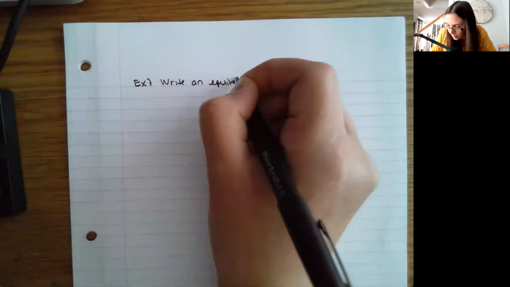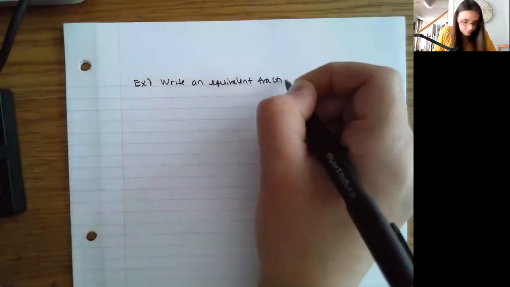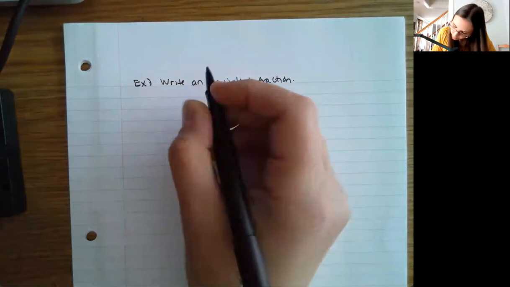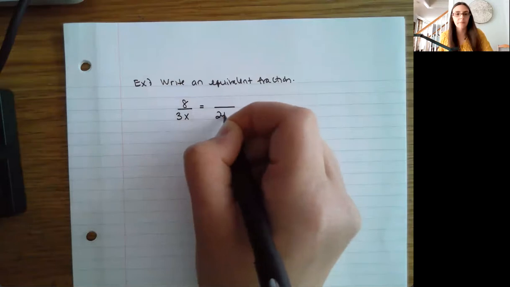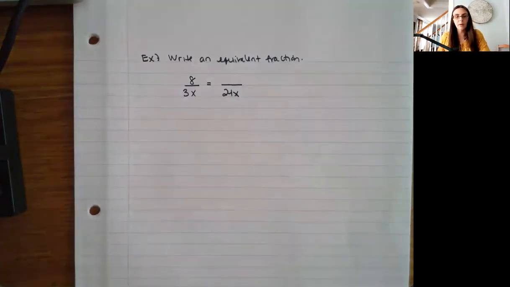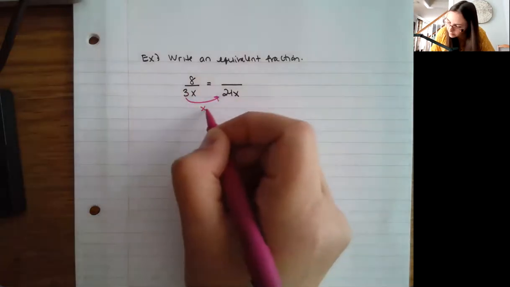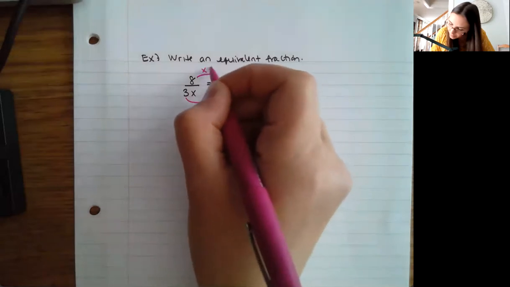All right, let's just do a couple more here. Again, we're going to write an equivalent fraction. I'm going to give you the denominator. All right, so now I want to go from 3x to 24x. Keep in mind, the x and the x are the same. So the only thing that's changing here is the 3 to the 24. So how do you go from 3 to 24? Well, you multiply by 8. 8 times 8 is 64.